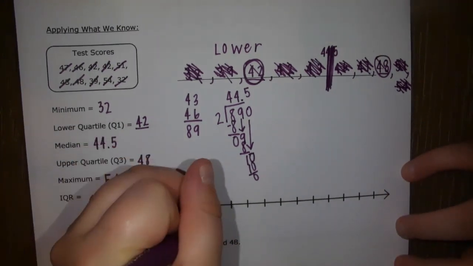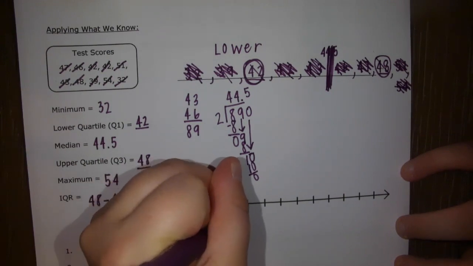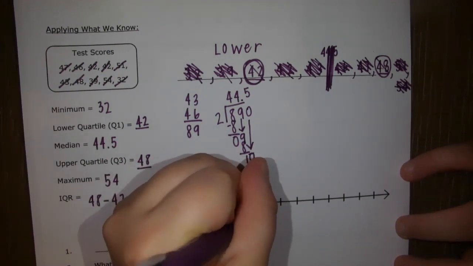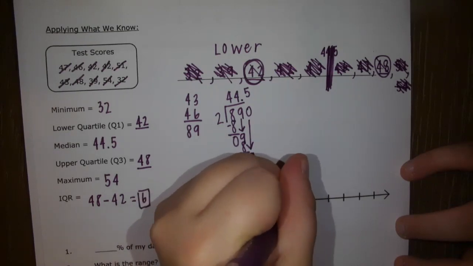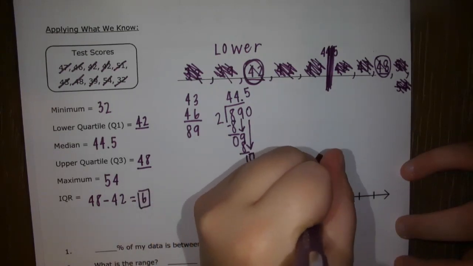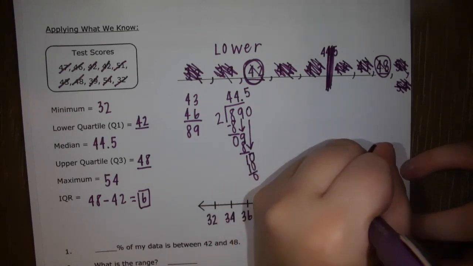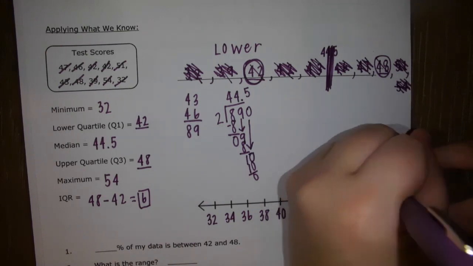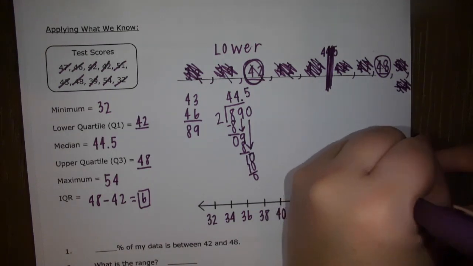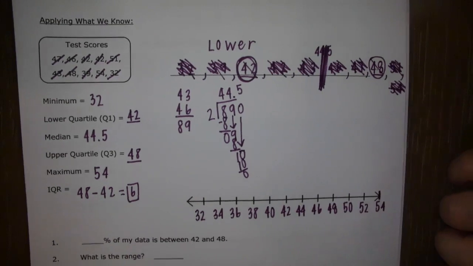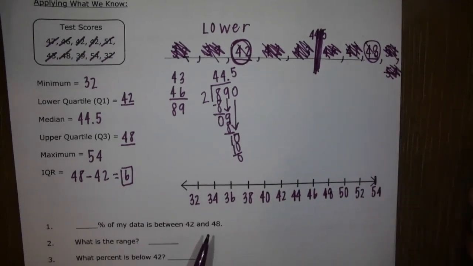Starting with 32, 34, 36, so I didn't quite make it. I was just 1 short, but that's perfectly fine. 32, 34, 36, 38, 40, 42, 44, 46, 48, 50, 52, and 54. I just added that on there.